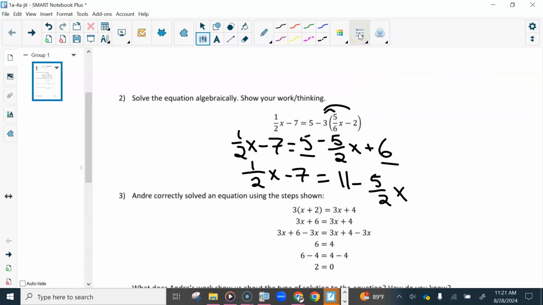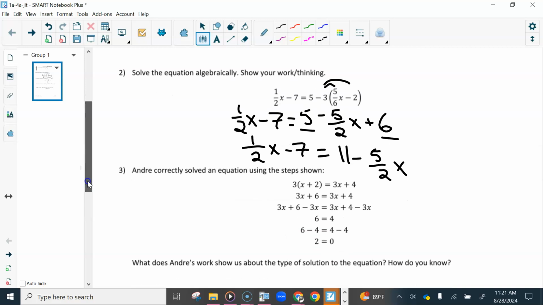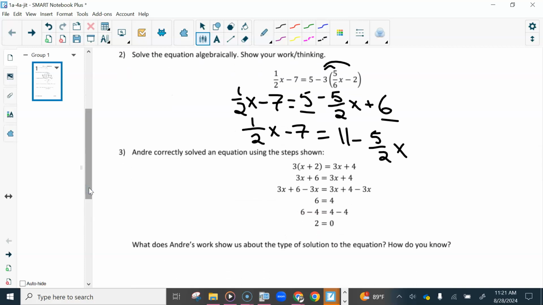Right, and then at this step, you can pick whatever you want to move. And you can either move them both at the same time or move them separately. It doesn't matter. So let's say we did this at the same time. I'm going to move the -5/2 over by adding. And then because I moved the x's to the left, I have to move the constants back to the right, adding 7.